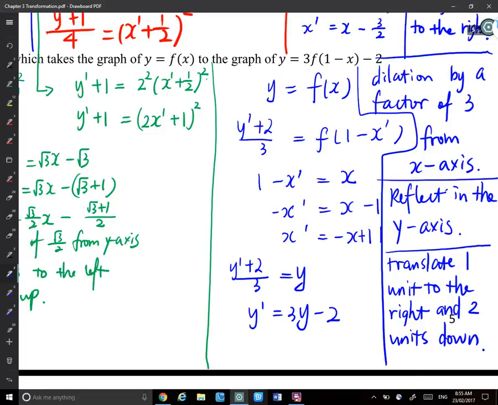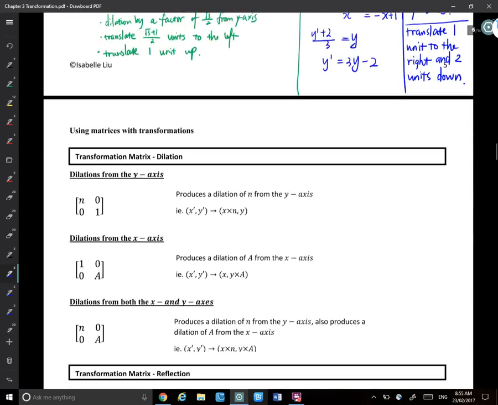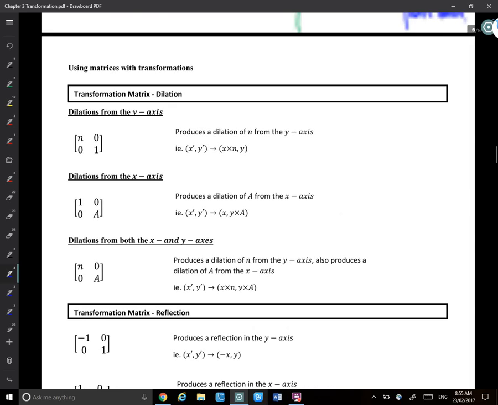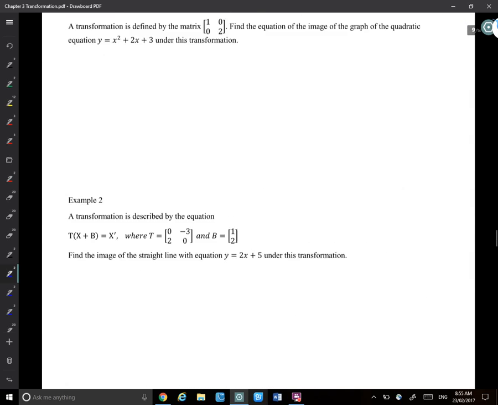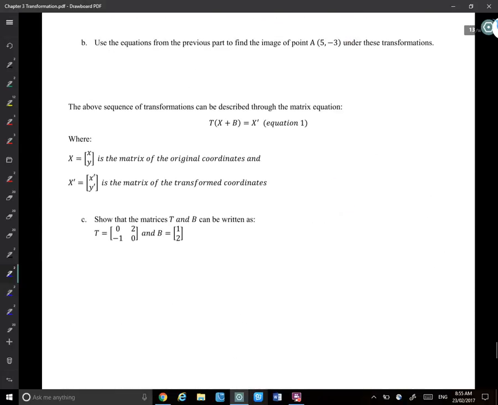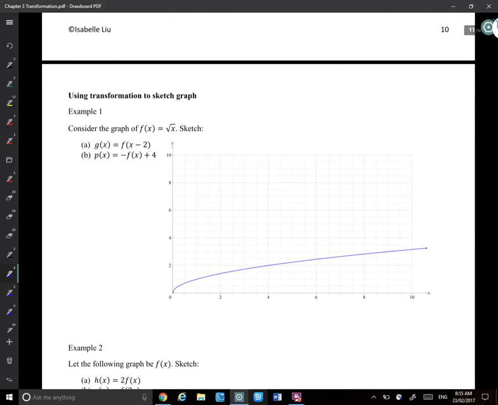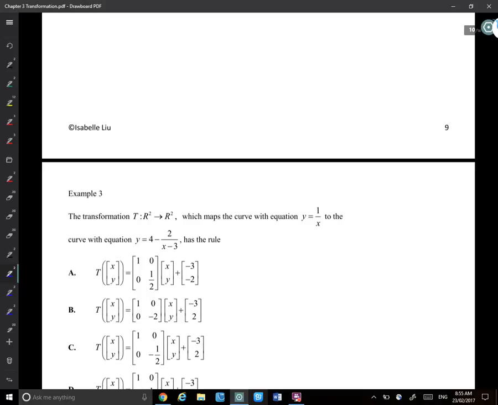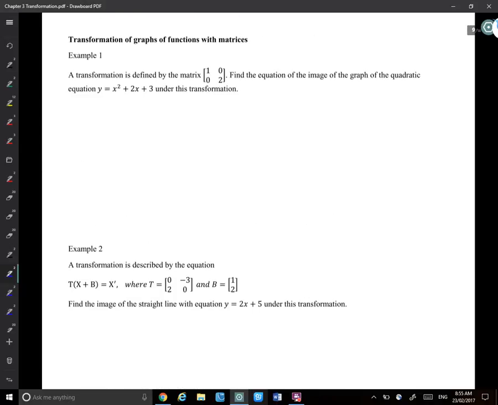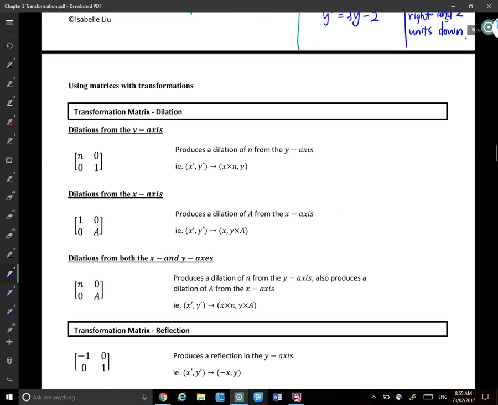Any questions? If there's no questions, let's talk about matrix. Let me have a think. Should I talk about matrix first? Okay, let's talk about matrix first.